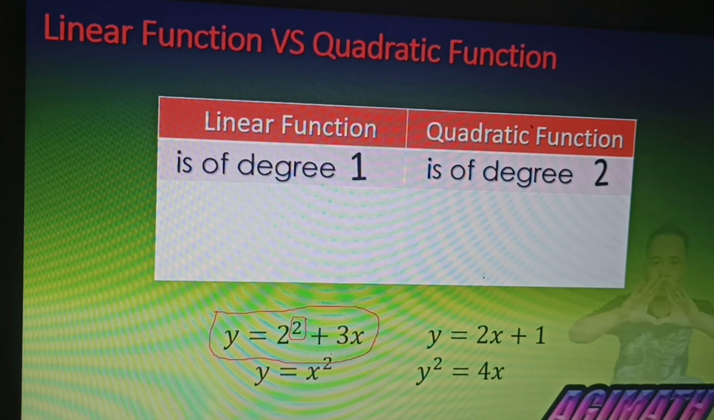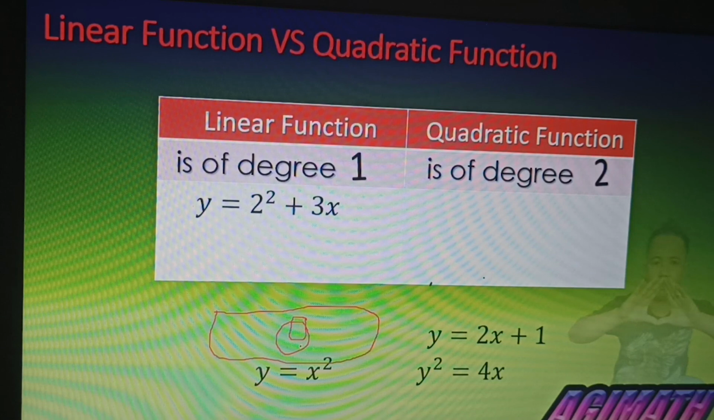And what is our variable in this equation? The independent variable is x, but this exponent 2 is not on x. To make it clear to you, if we are going to evaluate 2 squared, that is just equal to 4. So this time, if I ask you, where is the exponent 2? You will just say, it's gone. So meaning, that equation is a linear function. Y equals 2 squared plus 3x is a linear function. Again, do not be tempted easily. The world is so deceiving.